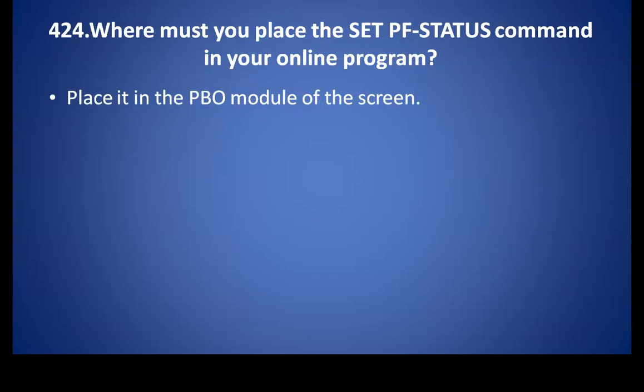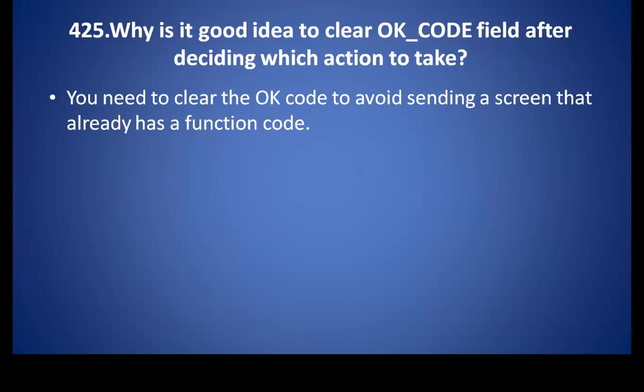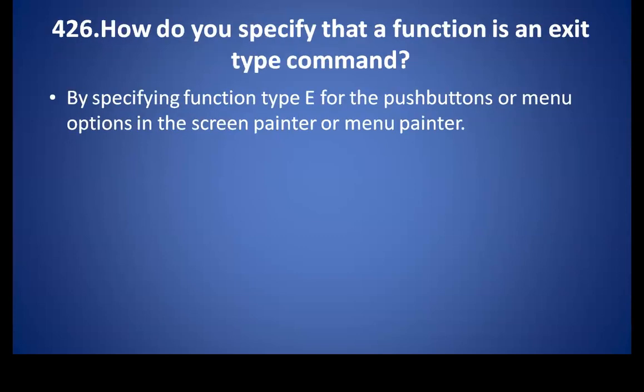Where must you place the set pf-status command in your online program? Place it in the process before output module of the screen. Why is it a good idea to clear the OK_CODE field after deciding which action to be taken? You need to clear the OK code to avoid sending a screen that already has a function code. How do you specify that a function is an exit type command? By specifying function type E for the push buttons or menu options in the screen painter or the menu painter.